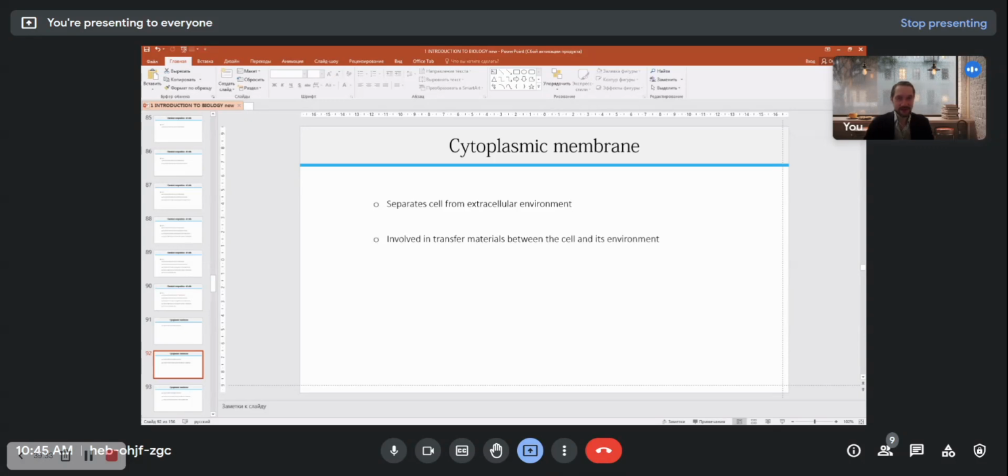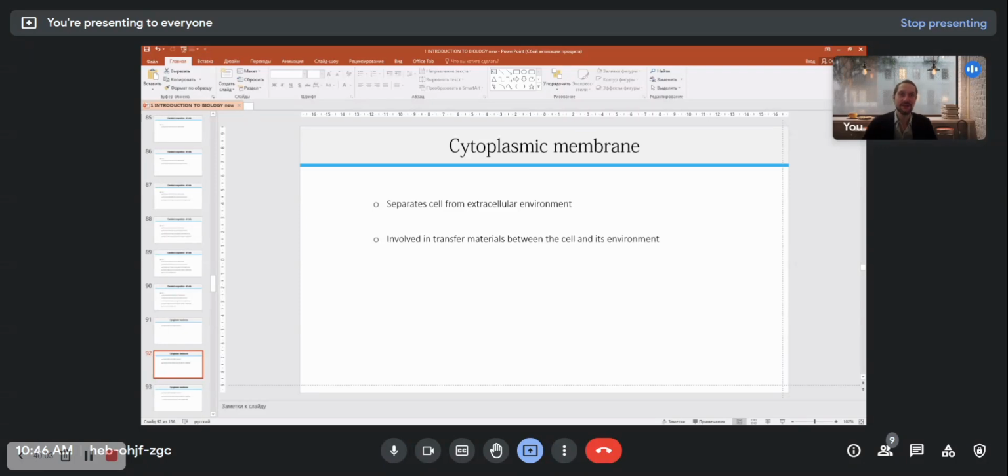Something similar may be presented as an analogy when we're talking about the cytoplasmic membrane. The cytoplasmic membrane, from one side, separates the cell from the extracellular environment, and this is very important to keep intracellular structures safe.